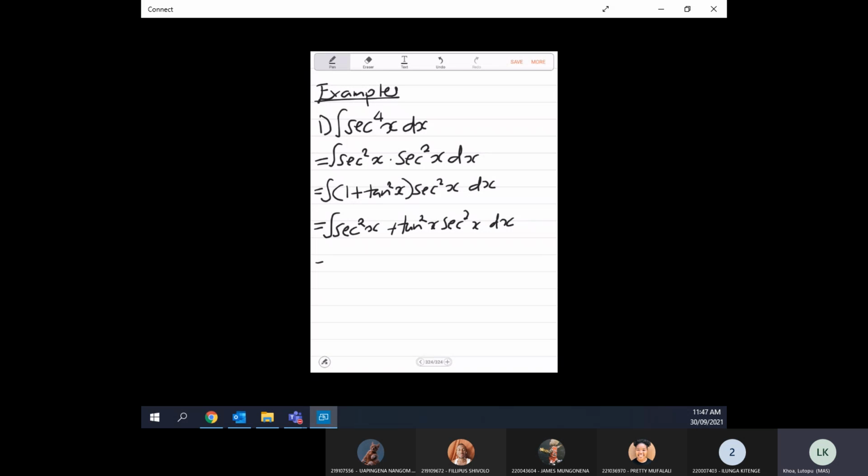So when we integrate sec squared, we get tan x, because the derivative of tan x is sec squared. And then this tan squared x sec squared x. So this sec squared x is the derivative of tan x. So the integral of tan squared x sec squared x is tan to the power of 3 of x divided by 3. And then we add our constant of integration.